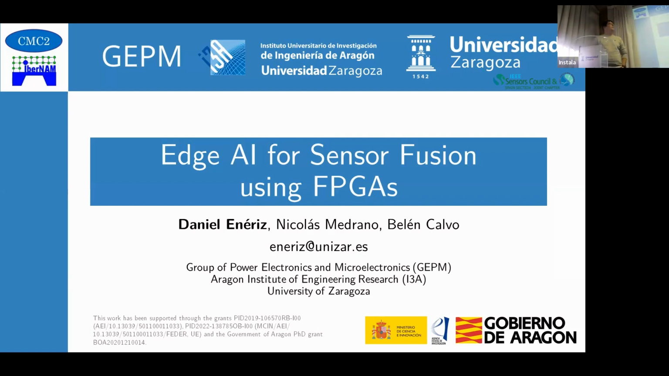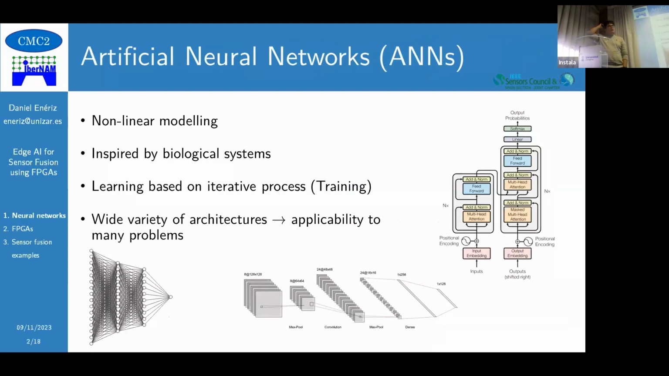Well, good afternoon, everyone. I'm Eneriz, and I'm going to share our research line on the implementation of neural networks in FPGAs for sensor fusion applications. As you may know, artificial neural networks are basically nonlinear models inspired by biological systems. The model construction is based on an iterative learning process that makes the model learn features from the dataset, and that's what we call training.